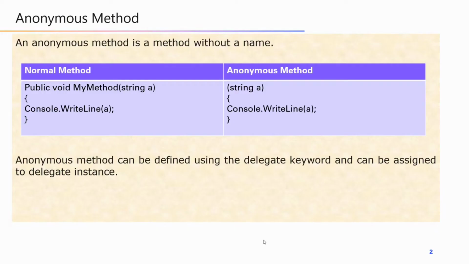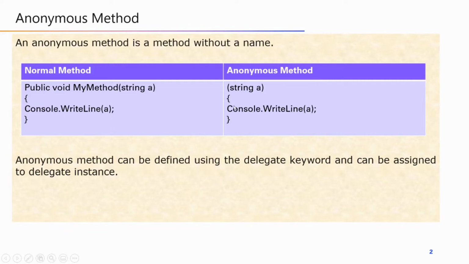Hi all, let's see anonymous method in C#. An anonymous method is a method without a name. When we declare a normal method, we provide an access modifier, return type, and method name. Inside the brackets, we provide the block of code. But an anonymous method has only the body.